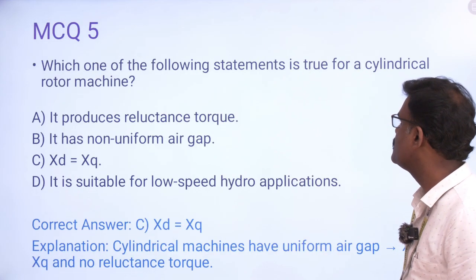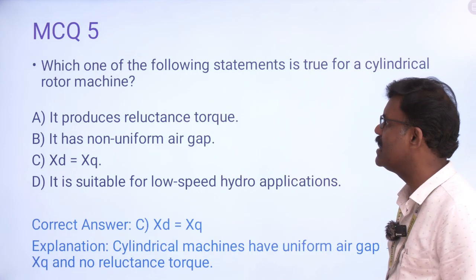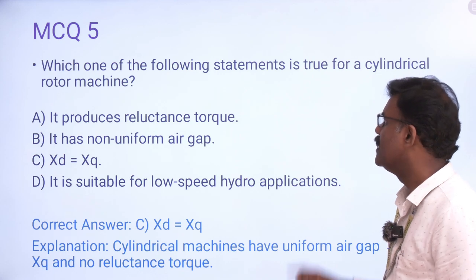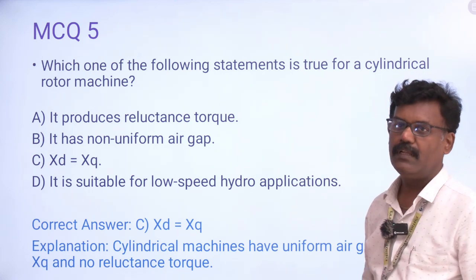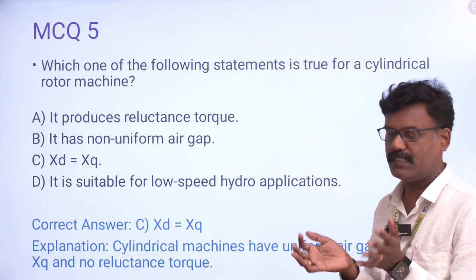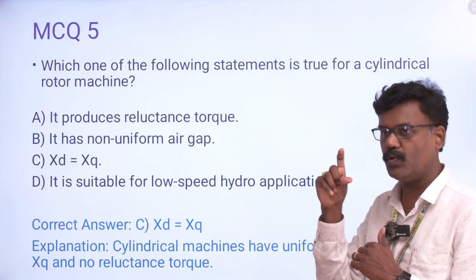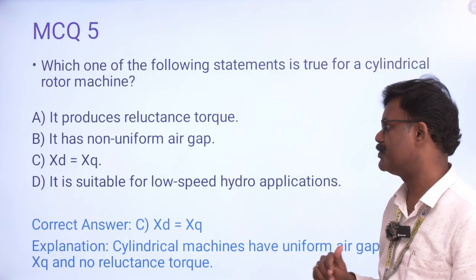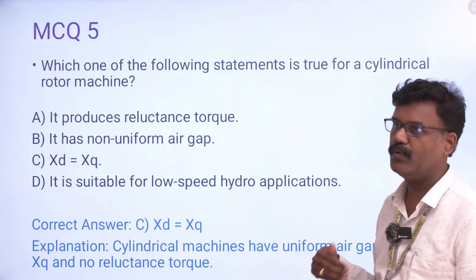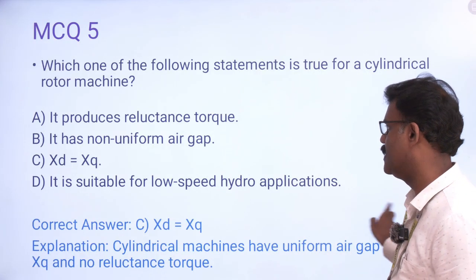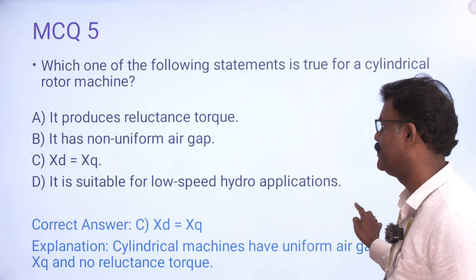Which one of the following statements is true for a cylindrical rotor machine? In a cylindrical rotor machine, the rotor surface is even and smooth, there are no air gap differences, so Xd and Xq are both the same. That is the answer for this question.